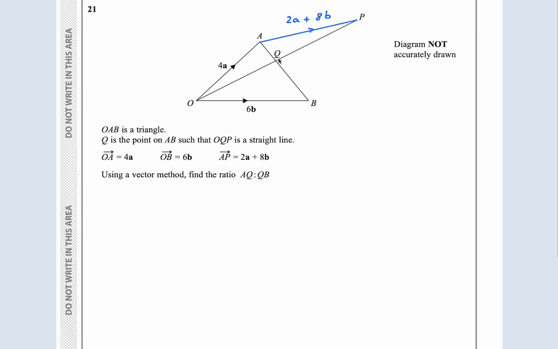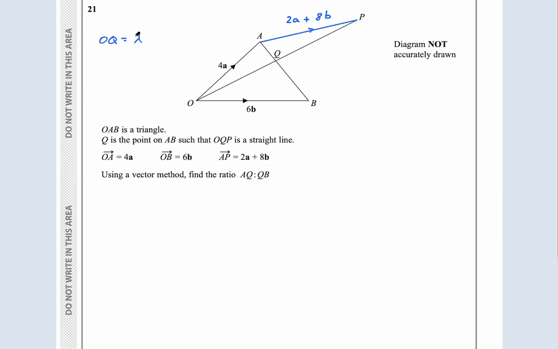Okay, so AQ to QB. What I'm going to do, guys, is find OQ using 2 different methods. Now, OQ is some fraction of OP. Let's write that. OQ is equal to some fraction of OP. I don't know what it is.